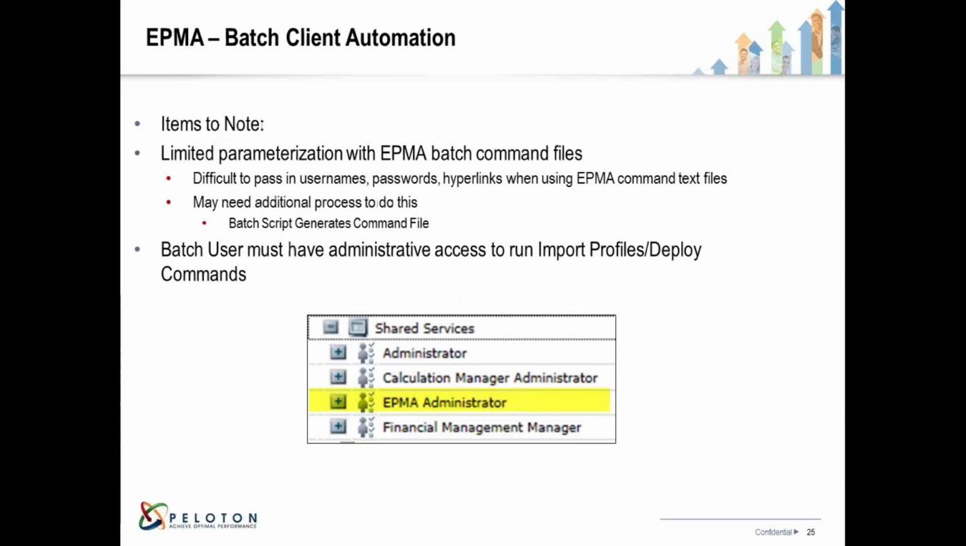In terms of batch client automation, there's limited parameterization when using the command files because they're text files. So it becomes difficult to pass in your usernames, passwords, and links when using the command text files. So sometimes if this is something that needs to be automated, an additional batch process might be needed where you create a batch script that first writes that command file and then executes it, and that way you'll have an automated solution that's driven off of parameters and environment files.